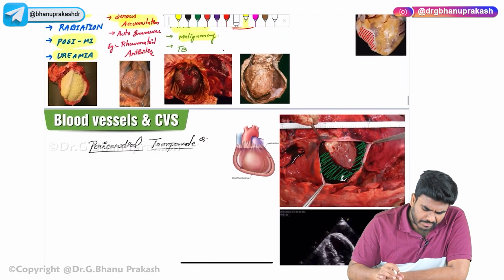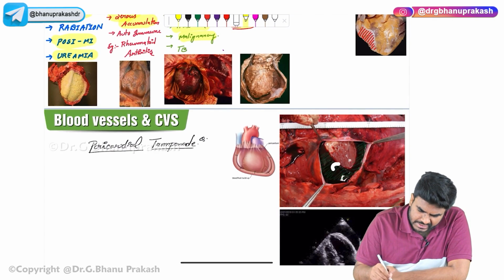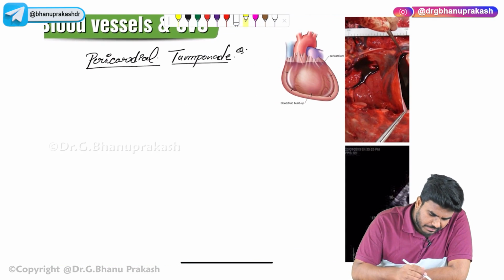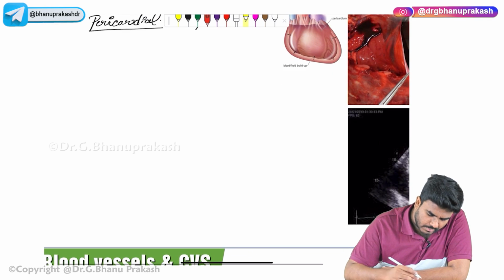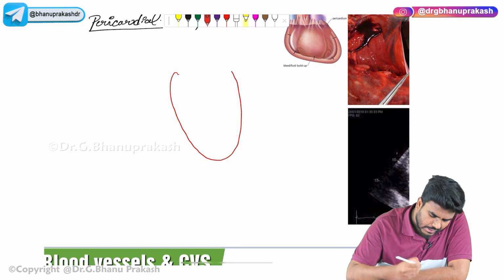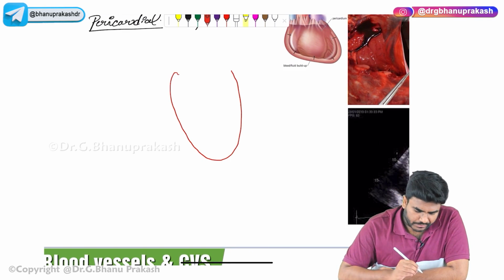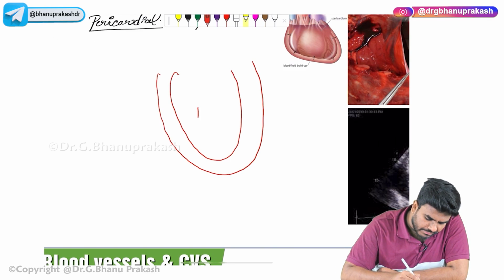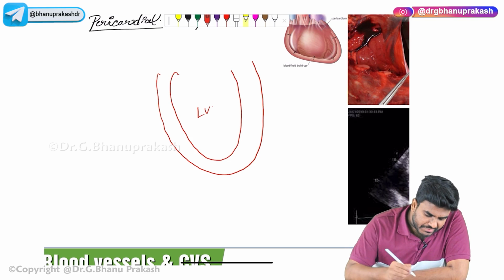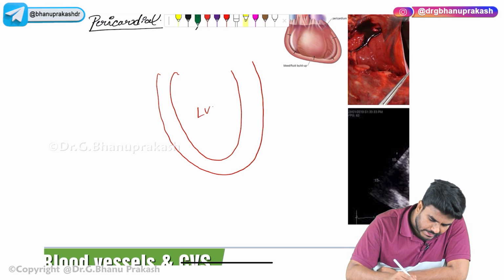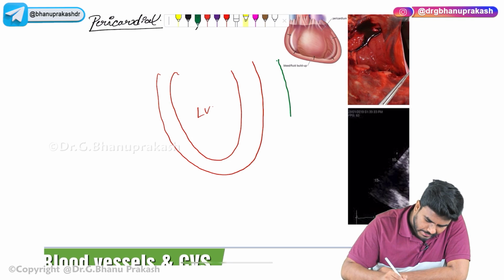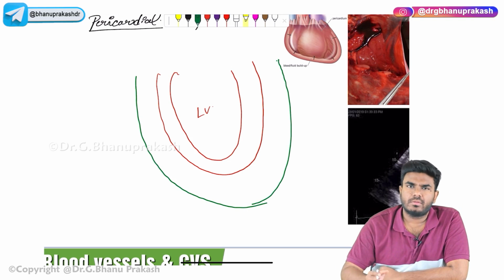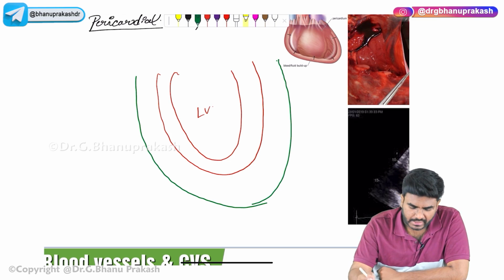Now you can ask me, sir, from where is this blood coming in this condition? Let me give you a small example. Here I am showing you the left ventricle. This is the left ventricular wall, and I am only talking about the left ventricle. Is it surrounded by pericardium? Yes, it is. This green layer which I am showing you here is the pericardium. In detail, I have discussed all the different layers of the pericardium.